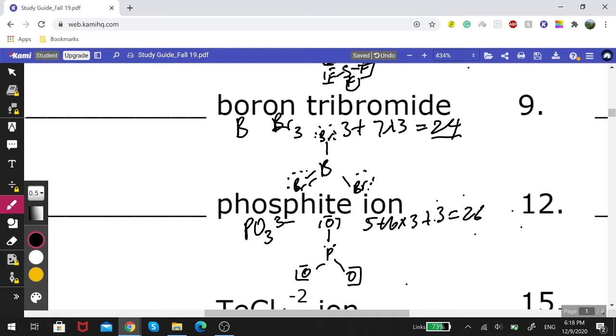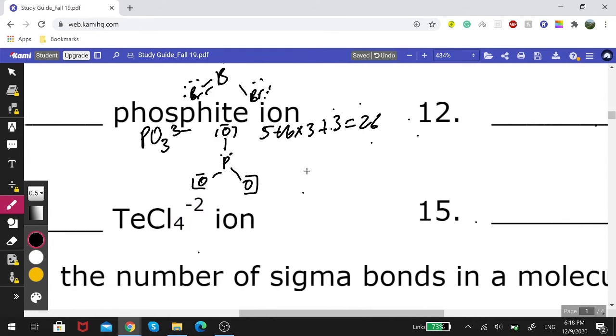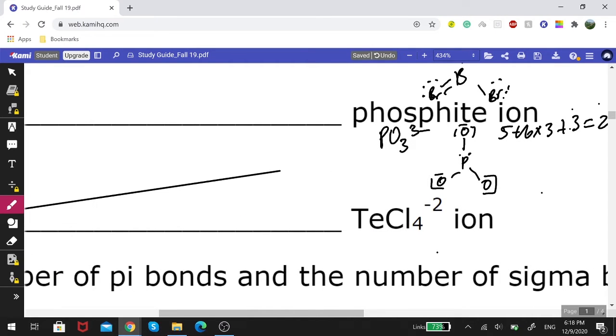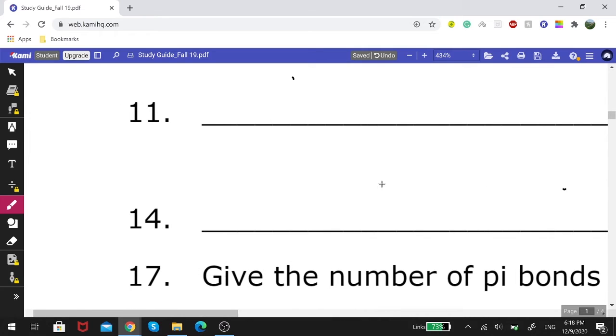So when you don't have enough electrons, you add double bonds. But over here, we have 2 extra. After I filled everything else on the outside already, I will have 2 extra electrons with a 26. And that's when I add lone pairs. So now we have 3 bonding pairs and 1 lone pair. Alright, so 3 bonding pairs and 1 lone pair is trigonal pyramidal.